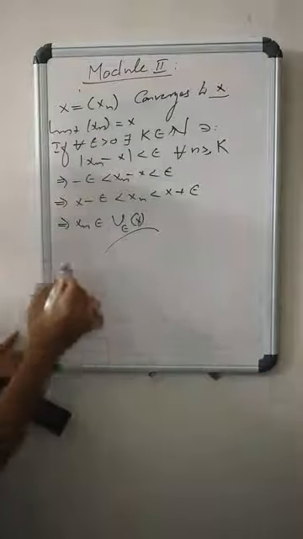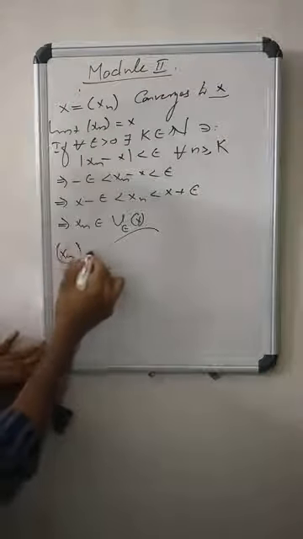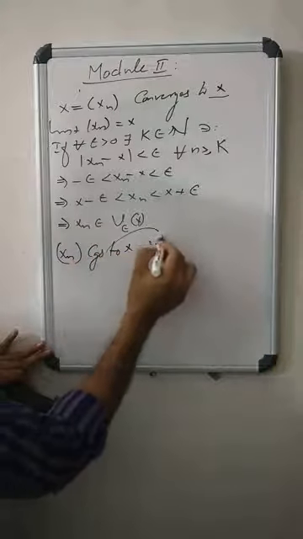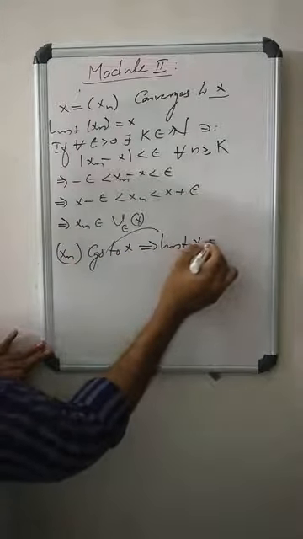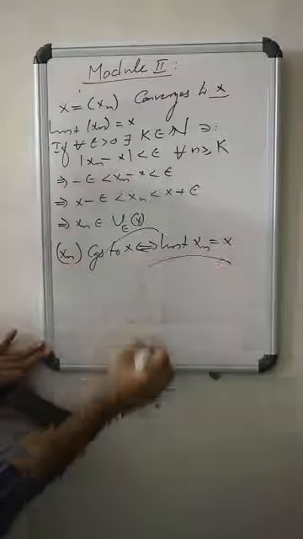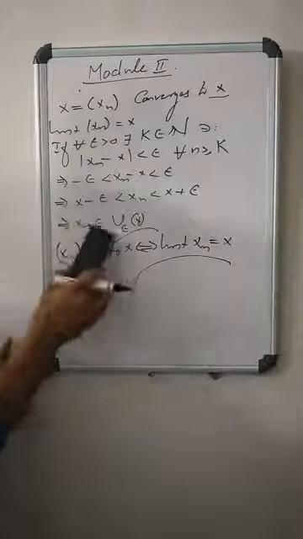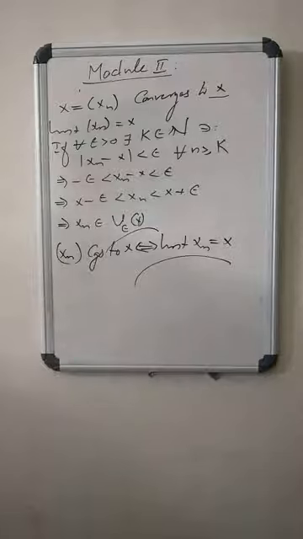There is another point. If the sequence (xn) converges to x, that means limit xn equals x, or limit xn equals x means the sequence (xn) converges to x itself. Agreed. So if the sequence (xn) converges to x, it means xn falls in the epsilon neighborhood of x, by using this argument. Agreed.